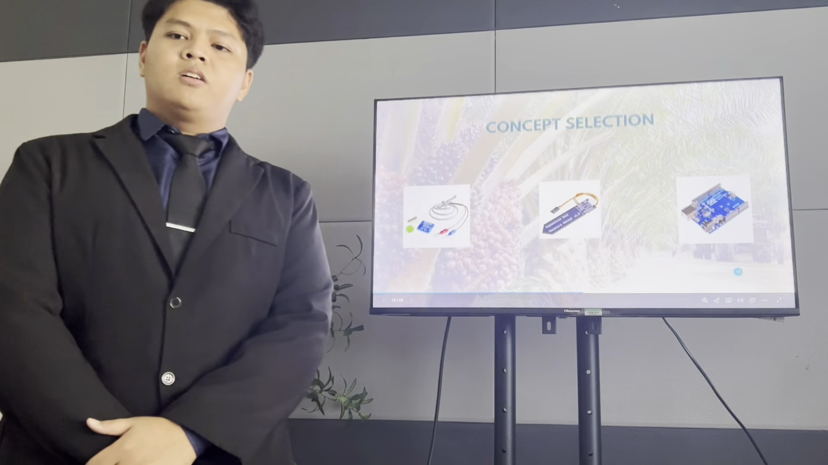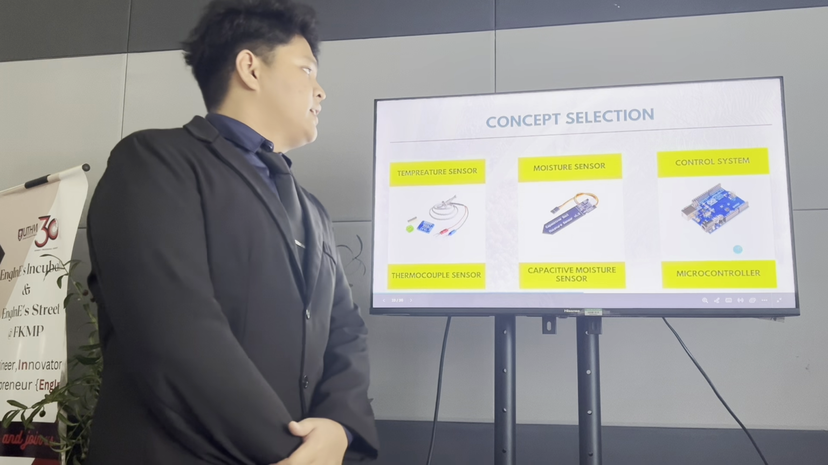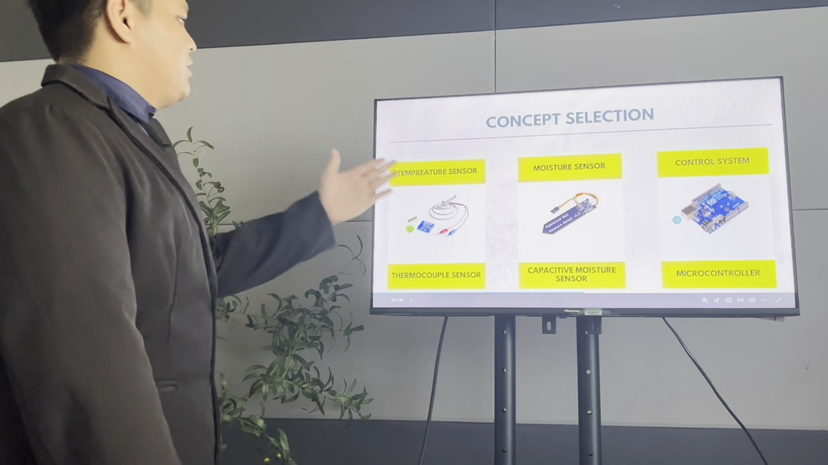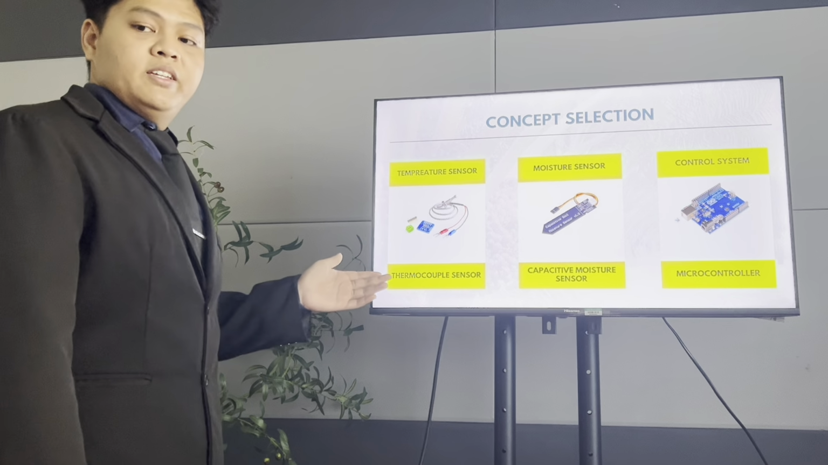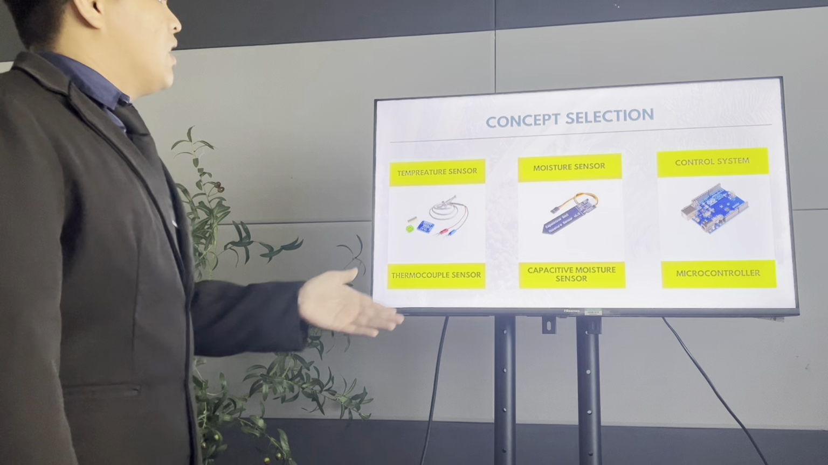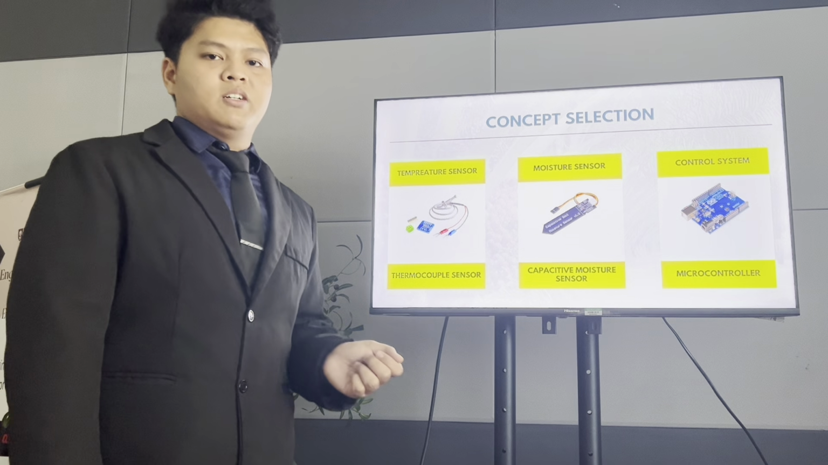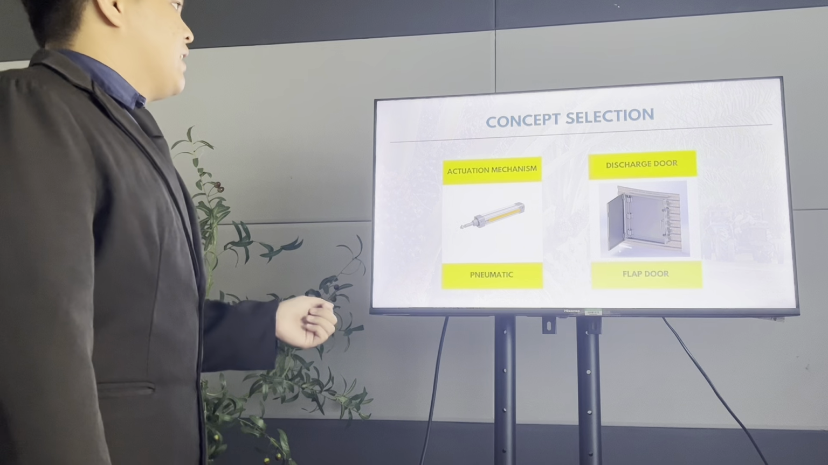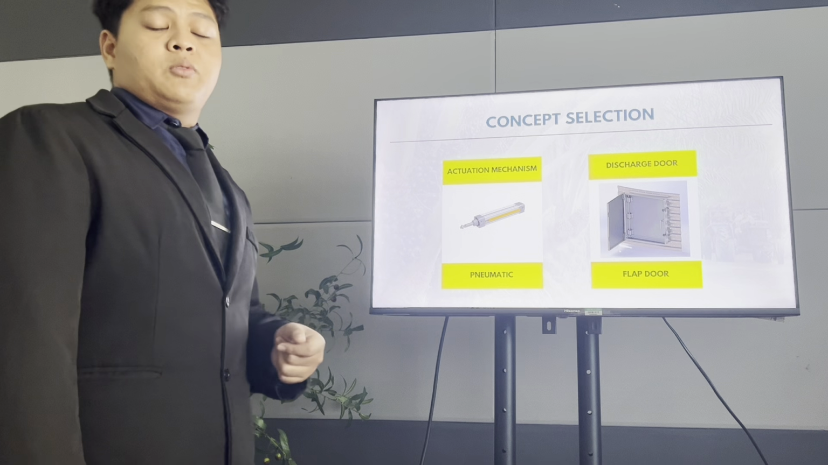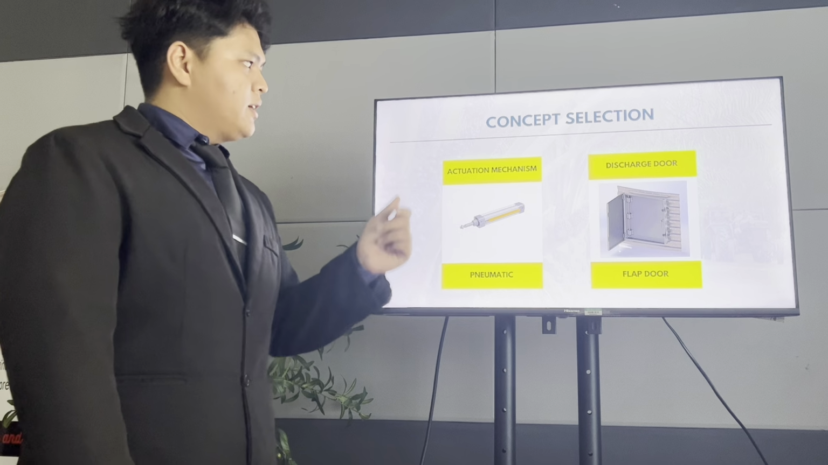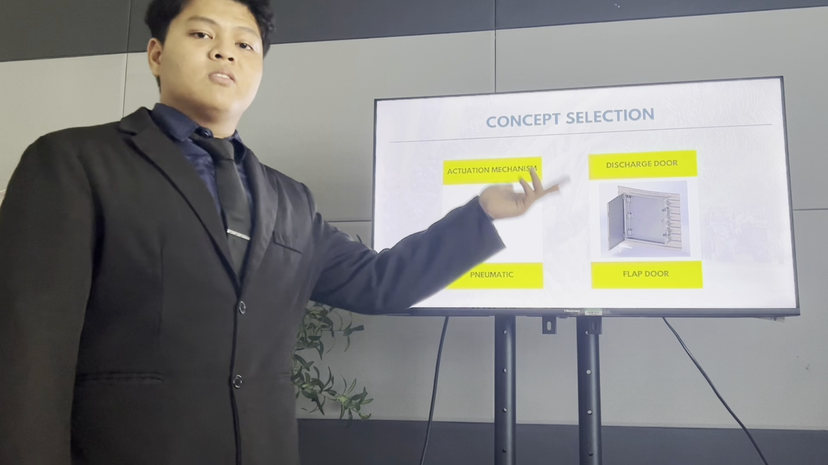For the concept selection for my project, as you can see here, for the temperature sensor we use the thermocouple sensor. For the moisture sensor it is the capacitive moisture sensor, and for the control system we use a microcontroller. For our actuation mechanism we use pneumatic, and for the discharge door we use the flap door concept.